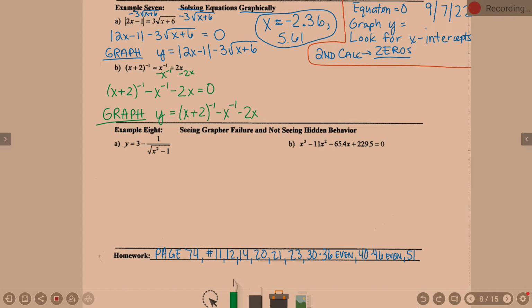Do you have a matching answer to me? I do. Negative 2.205569. Yes. So I'm going to say negative 2.21.